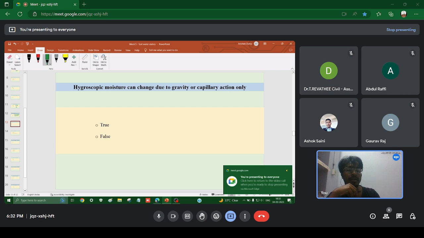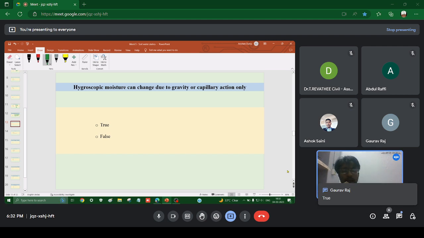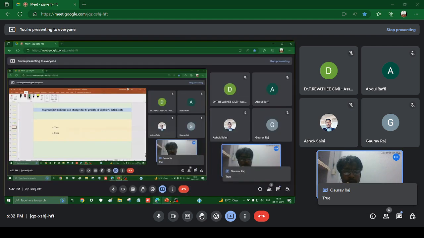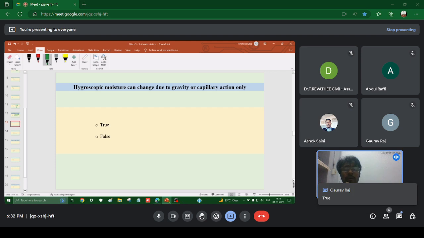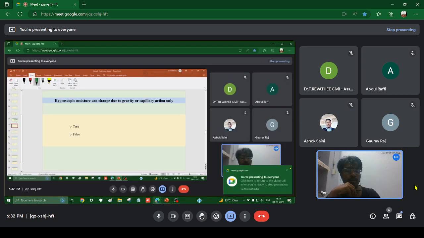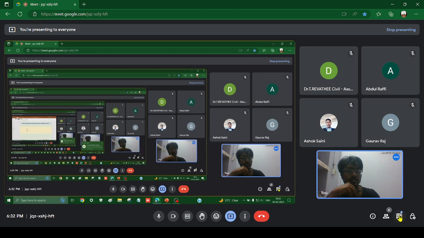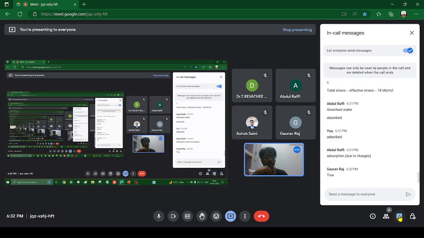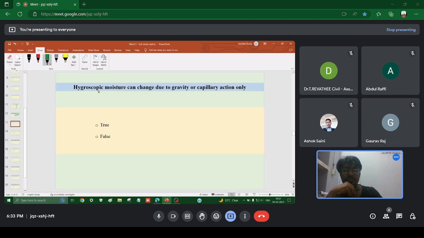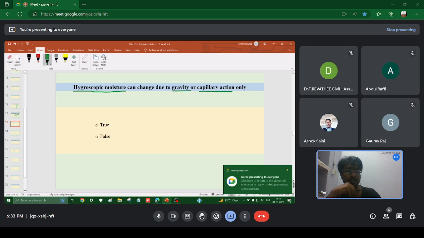It is dependent upon the soil structure of the soil particles, and obviously on the specific surface of the soil. Okay, high for fine grained soil and low for coarse grained soil. Yes. So how can it be true? I'm telling you the reason. If this moisture is dependent on the soil properties itself, how will gravity or capillary action have an effect on this property? Tell me.